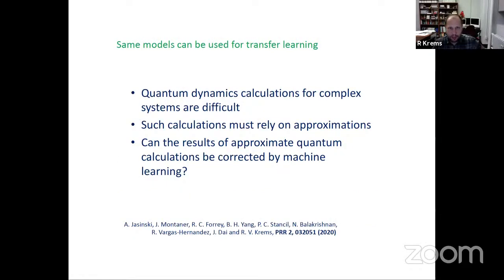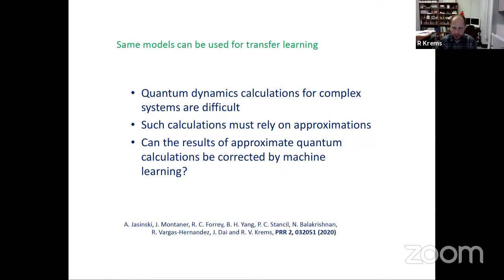I just want to also mention that these kinds of models can be used for many interesting, wonderful things. For example, they could be applied for what we call transfer learning. Let's say you have a quantum dynamics calculation for some complex system, and of course, quantum dynamics calculations for complex systems are difficult, so we must always rely on approximations. The question that we raised in this study is, can the results of the approximate quantum calculations be corrected by machine learning?